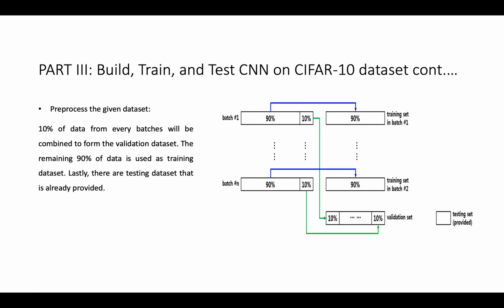So this diagram shows the pre-processing of the given dataset. It is clearly shown that we can see that these 10 percent of data from different batches will be combined to form a validation set here. And the remaining 90% of data will be used for training. This 90% and this 90% and so on, with all batches, 90% of data is used for training. Finally, there is a testing dataset that is already provided.